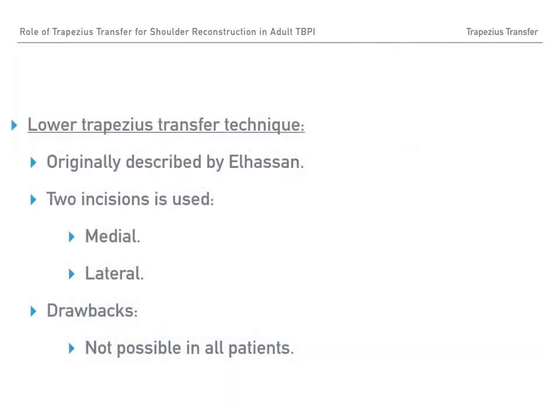Another technique for trapezius transfer is lower trapezius transfer, which was originally described by Elhassan. At first, for lower trapezius transfer, prolongation of the lower trapezius with a tendon allograft was used to transfer the lower trapezius to the infraspinatus. Then he modified his technique with direct transfer of the lower trapezius tendon to the infraspinatus tendon without using a graft.